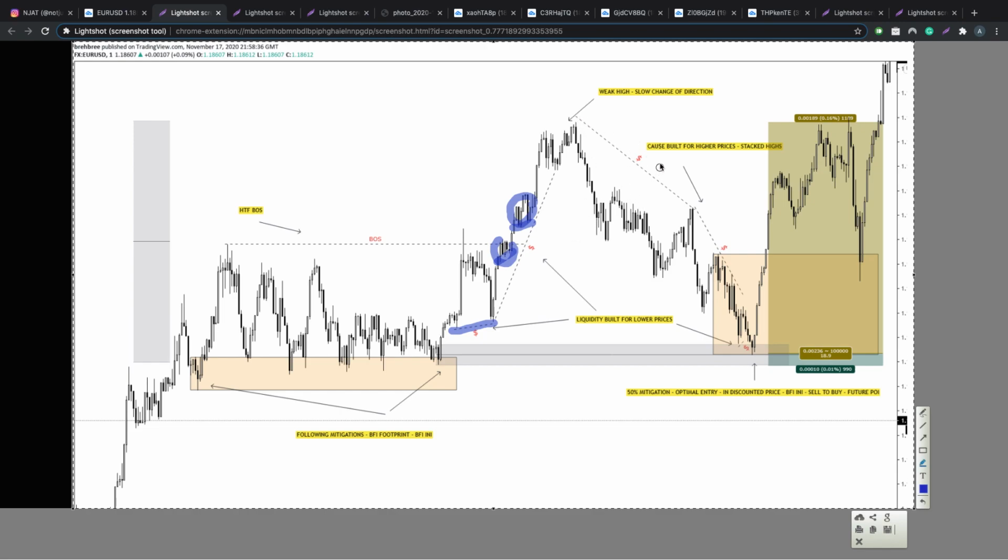So for instance, this one up here we just want to be marking something that looks like this, the liquidity, versus doing something that looks like this. And there's no real fault here, but it's just trying to be more accurate with your technical skills.